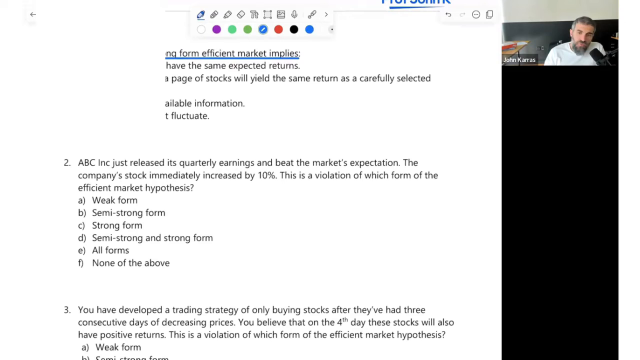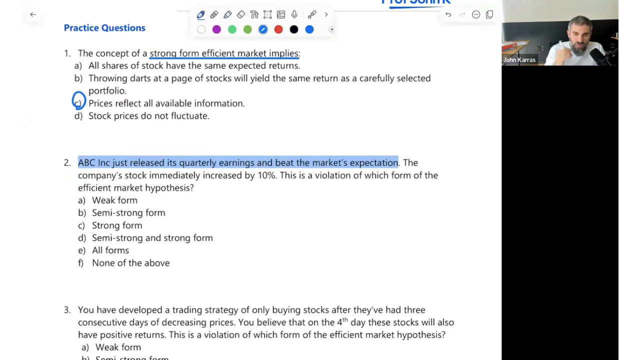ABC Inc. just released its quarterly earnings and beat the market's expectation. The company's stock immediately increased by 10%. This is a violation of which form of the efficient market hypothesis? Now, when you answer these questions, there's the right way to think about it and the wrong way to think about it. The wrong way is this, okay? I'm going to ask you guys a question. What kind of information would you call that? Historical price information, public information, or private information?